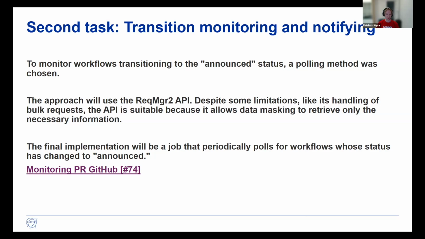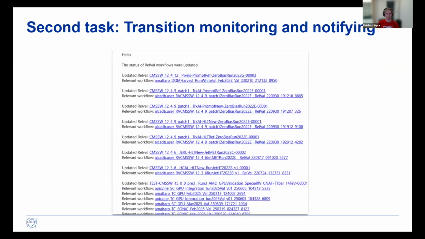The final implementation will be a job that periodically polls for workflows whose status has changed to announced, or, as they later told me, to also check for the normal archived status, since a workflow can be quickly transitioned to it from announced. This is also a link to the PR on GitHub. It's not merged because it wasn't checked until August 8th, which I'll talk about in a second. And this is what the notification email would have looked like.